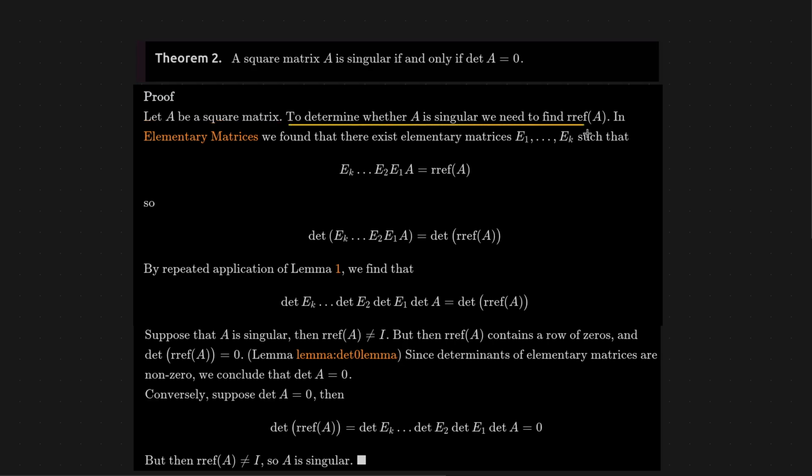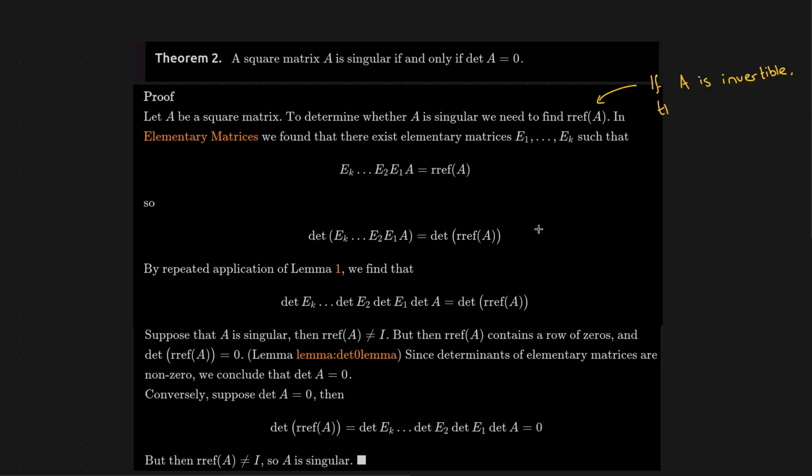And so to determine whether A is singular, generally we need to find the reduced row echelon form of matrix A. Remember that if A is invertible, then the reduced row echelon form of A is equal to the identity matrix. So if we can find the reduced row echelon form of A, we can immediately see whether A is singular or whether it's invertible. Okay?